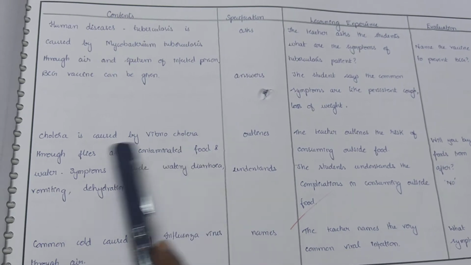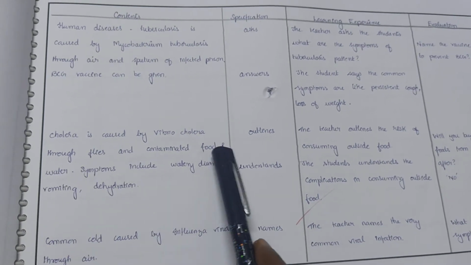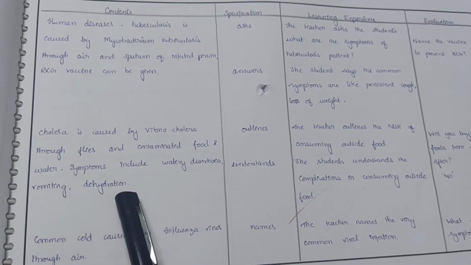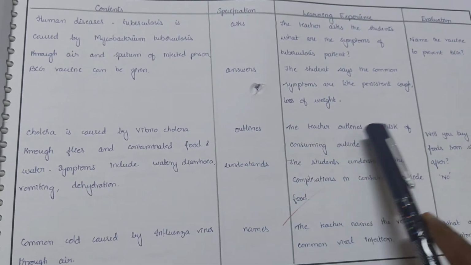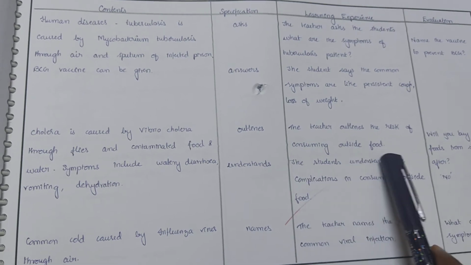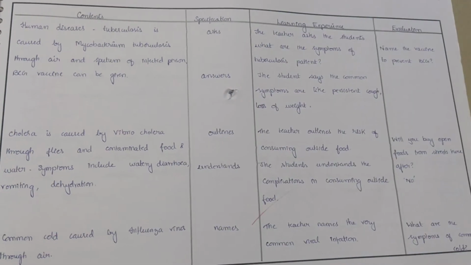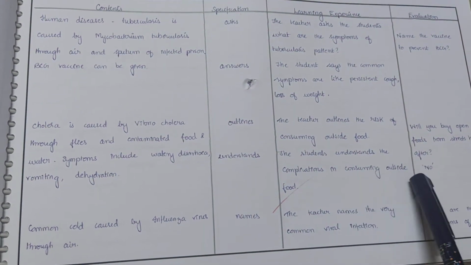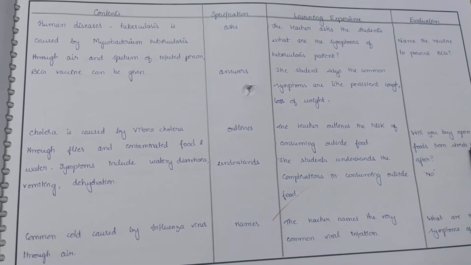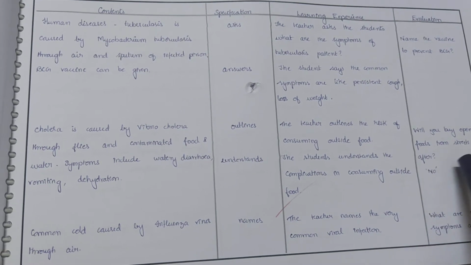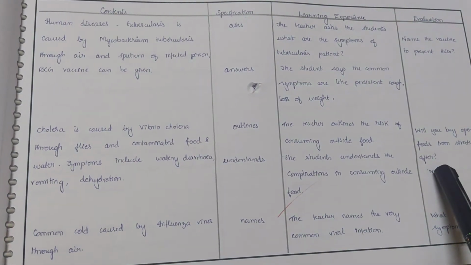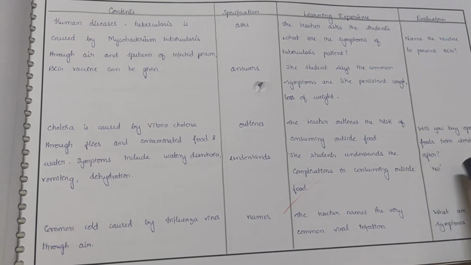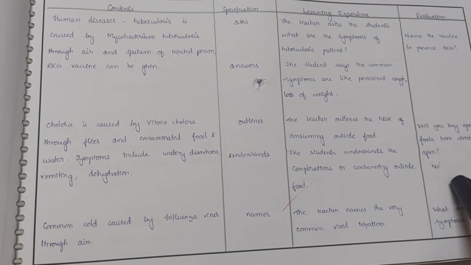Cholera is caused by Vibrio cholerae through flies and contaminated food and water. Symptoms include watery diarrhea, vomiting, dehydration. Outlines: the teacher outlines the risk of consuming outside food. Understands: the student understands the complications in consuming outside food. Will you buy open foods from the street? Will you buy open foods from streets hereafter? The answer will be no from the children.